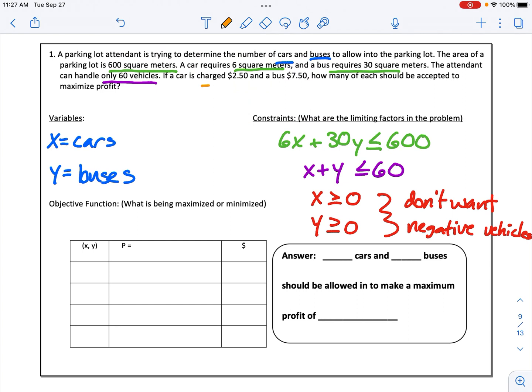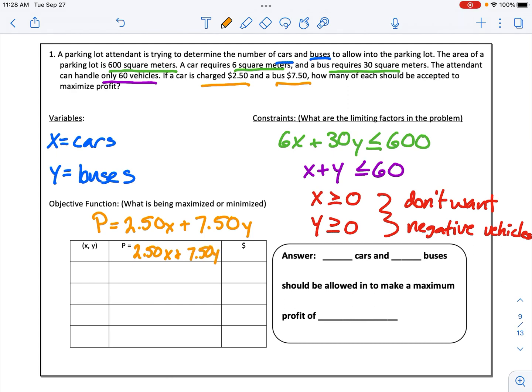A car is charged $2.50 and a bus is $7.50. We are working for profit, so we're trying to charge people. Its profit is going to equal $2.50 per car and $7.50 per bus. And that's what's going to go in our table for profit. We're going to have 250x plus 750y.